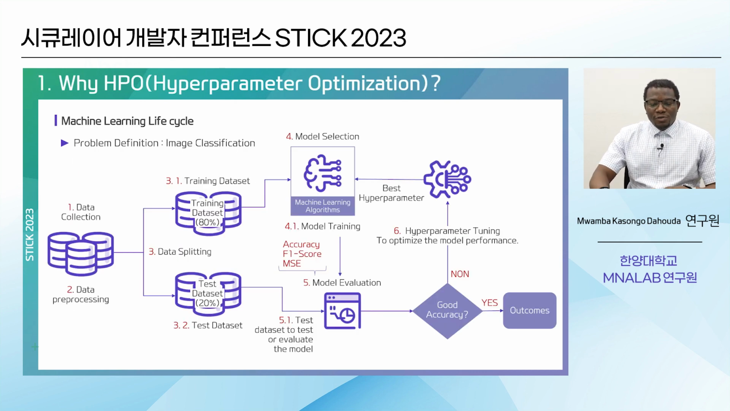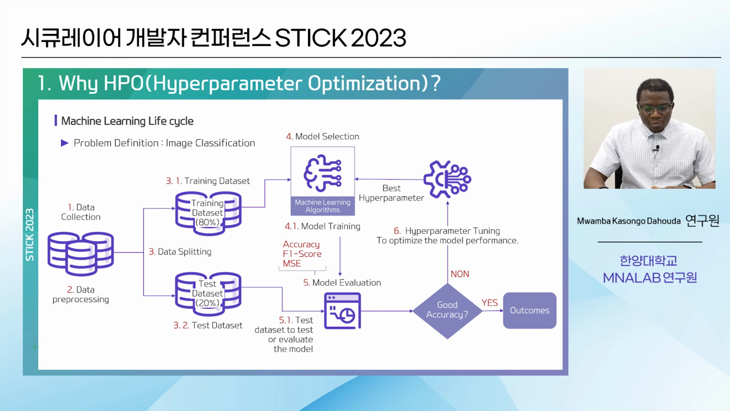Machine learning typically involves several steps which can be summarized as follows. The first step is the problem definition, where we clearly define the problem we want to solve. Next, we need to do the data collection. We gather relevant data for our problem. The next important step is data preprocessing, where we clean and preprocess the data to make it suitable for machine learning.